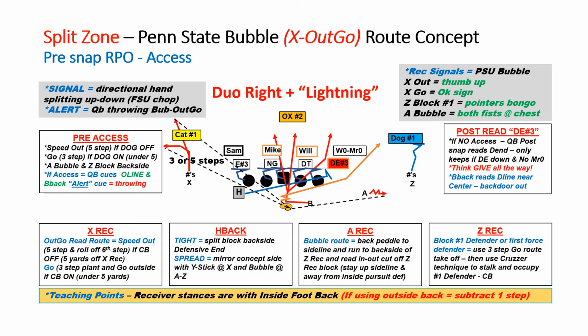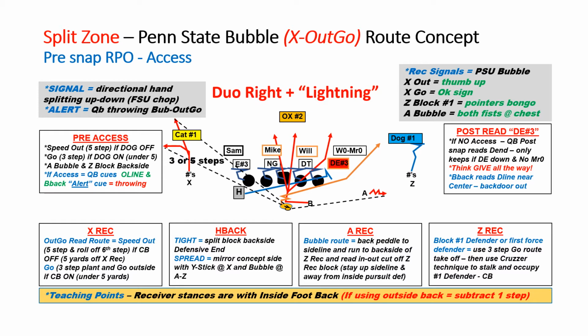All right, the first one is split zone. We do what's called a Penn State bubble route concept. Note these are pre-snap RPOs. If we have free access, meaning leverage with the A receiver for the bubble, or free access with the X with the corner off and the Sam in the box, then we're going to throw these.